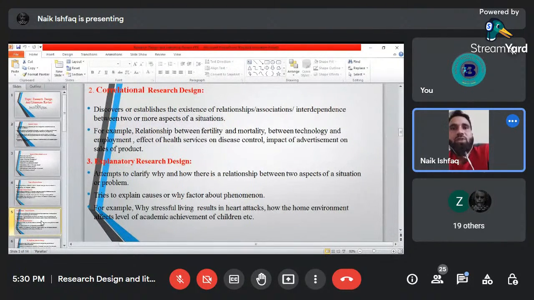Why? Try to explain the causes. Why factor? What are the different causes? What are the different reasons? How there is a relationship between the two variables. For example, why the stressful living results in heart attacks among different people. When a person has a stressful life, why does a heart attack come? So in this we focus on the causes.